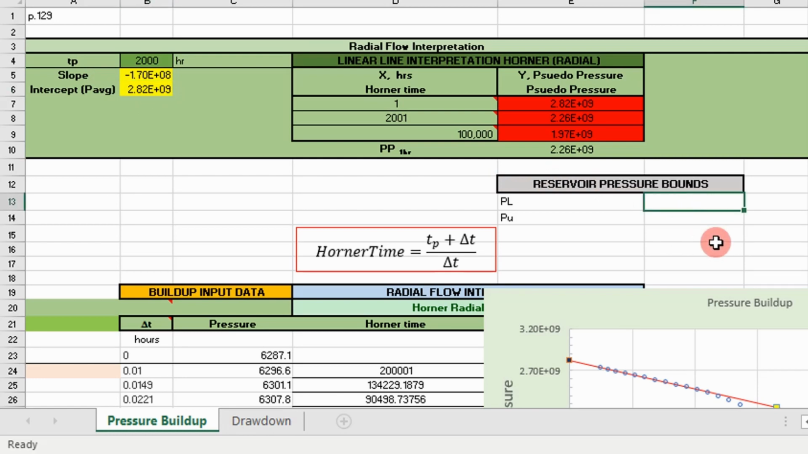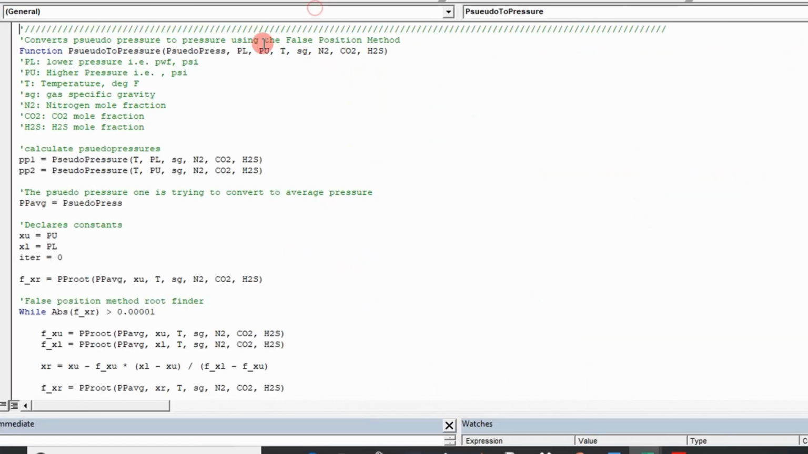So I wrote a VBA function for that, and it uses the false position method to do it, a numerical method. So it's basically a root finding method where you straddle the points and it iterates until a criteria is met. In this case, it's going to run until it gets our average reservoir pressure. So you're going to need an upper bound and a lower bound to do the false position method, and I'll go ahead and show you the code.